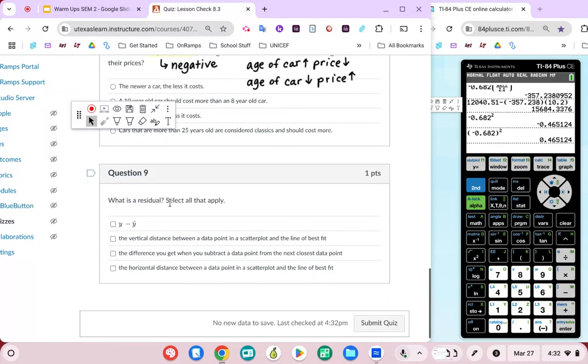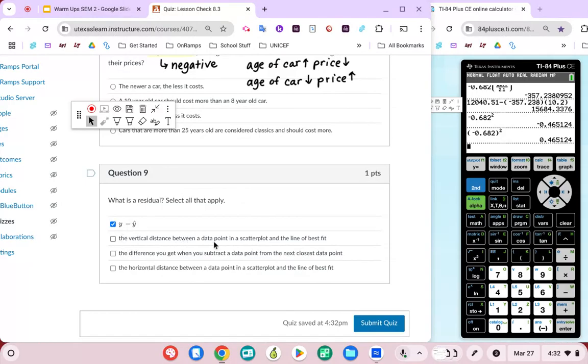Okay, so what is a residual? A residual, every time you see that word residual, I want you to think RAP. RAP stands for actual minus predicted, and this little hat means predicted. So this is the actual y value minus the predicted y value. That absolutely is true, but it does say select all that apply.